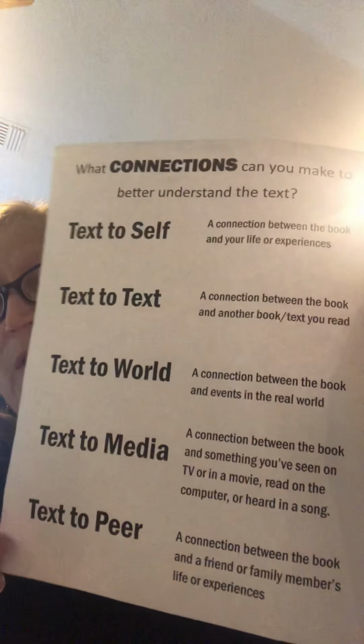So the first kind of connection is called text to self. And it's a connection between the book and your own life or experiences. When you can make a connection to your life, it helps make the story more personal and you can understand it better. You can also make a connection between the story that you're reading and another story that you may have already read. That also helps you understand better.